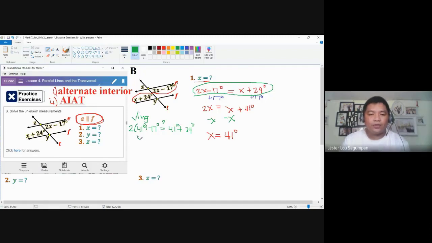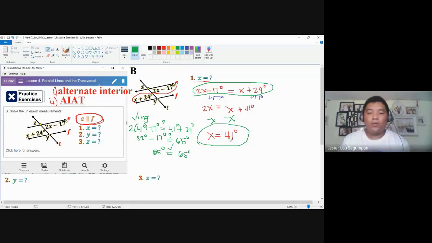2 times 41 is 82 degrees minus 17 degrees. Is this equal to 41 plus 24, 65 degrees? Our goal here is to make sure that both sides are equal. So we have here 65 degrees is equal to 65 degrees. They are now equal. That would mean this is the correct value for the variable x. Okay? We could just simply end here, but we could also add additional checking.